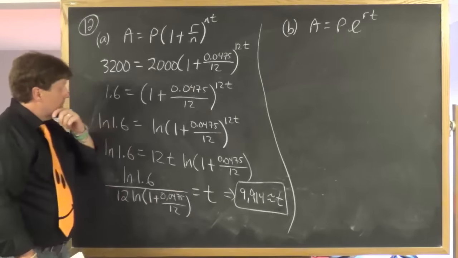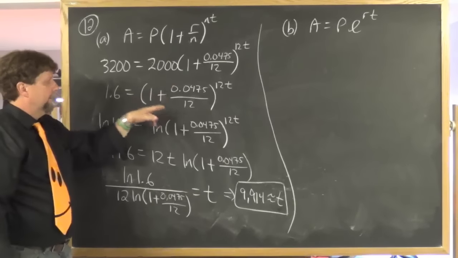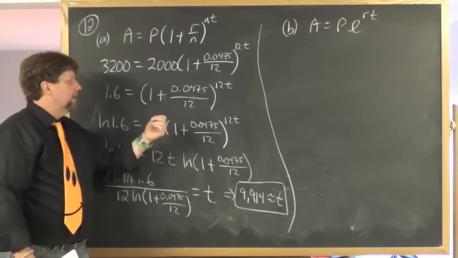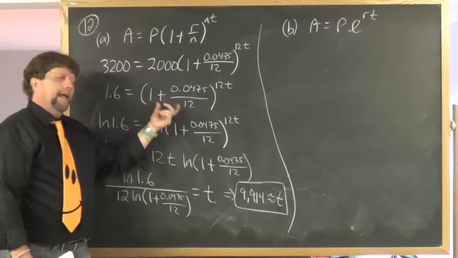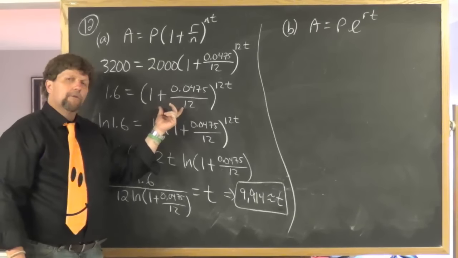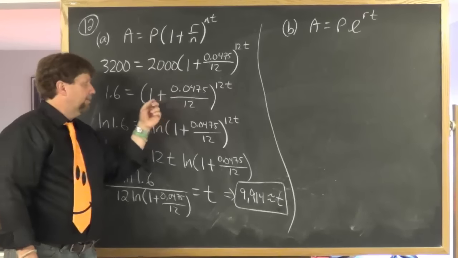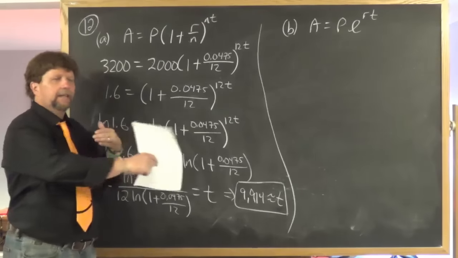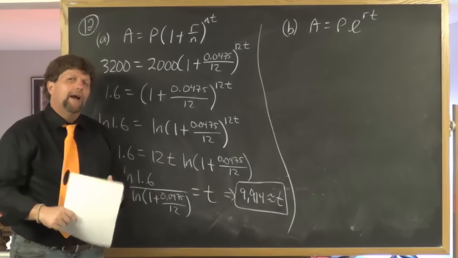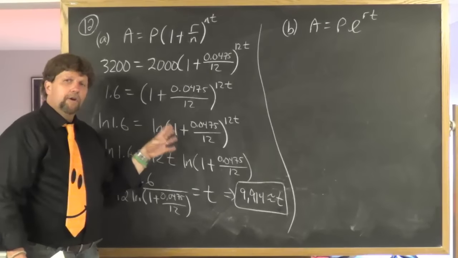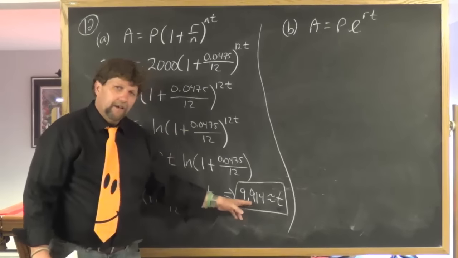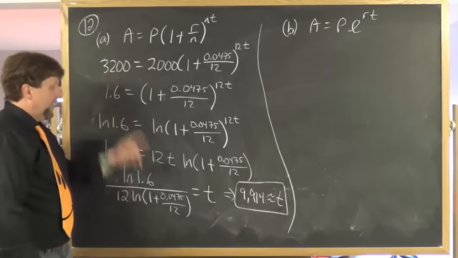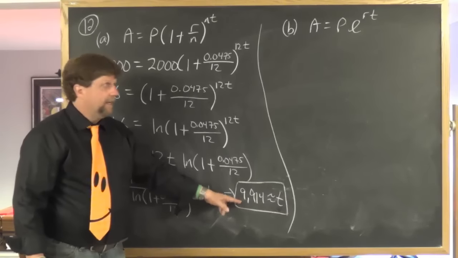Now you may be wondering, why didn't I crank this through my calculator earlier just to get a number here? I really can't, because when I crank this through my calculator at this step, the 1 plus 0.0475 divided by 12, I get a big, long, ugly looking decimal. I can't round that. If I round that too early, I'll be slightly off here, and I want to save all rounding to the very end. So part A, it's about 9.914 years.